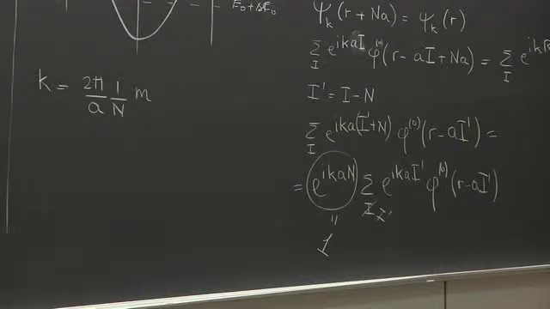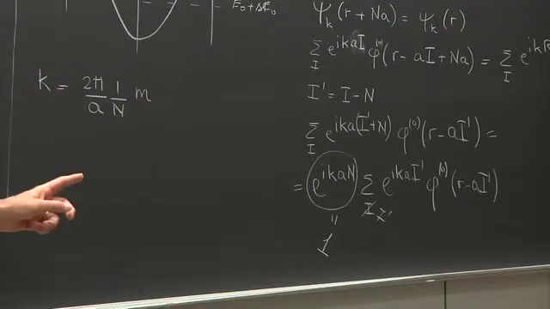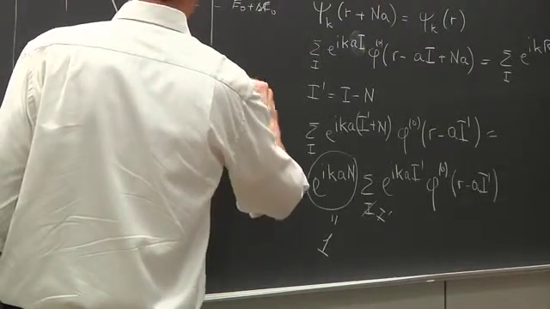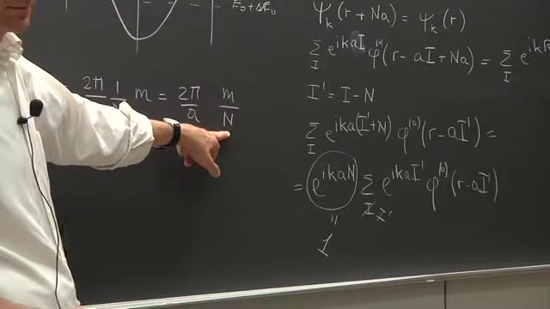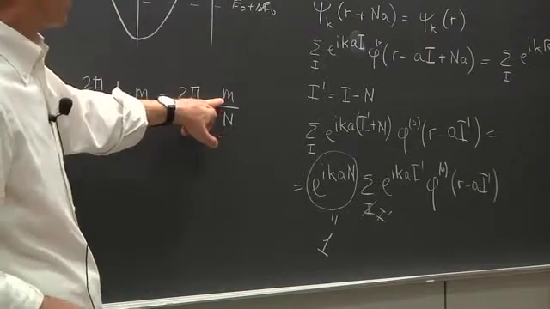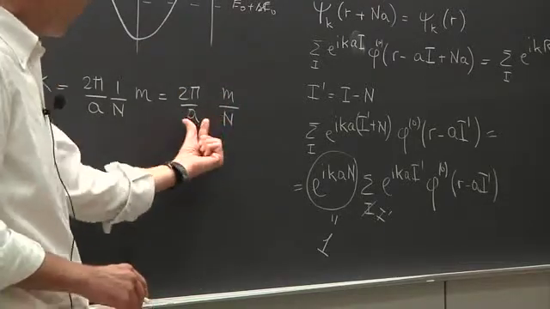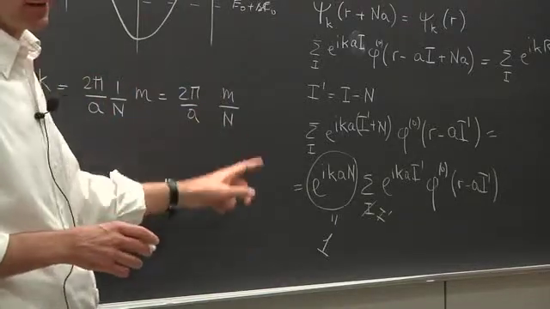But k, according to my initial theory, had to be restricted to minus pi over a and pi over a. And now I'm just imposing that k, in addition to this, must also take these particular values. Notice here, I can also write it as 2 pi over a m over n. And remember that capital N is a very large number. So essentially what I'm doing here is discretizing k in small bits, in small slices, the width of which is 2 pi over a divided by capital N.